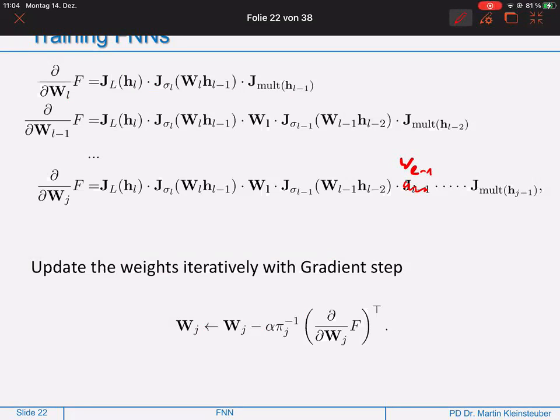So the gradient here consists of these partial derivatives with respect to WL, WL minus 1, and so on until our last weights. And we update the weights here iteratively with a gradient step: the weights Wj are the old Wj minus the gradient step.